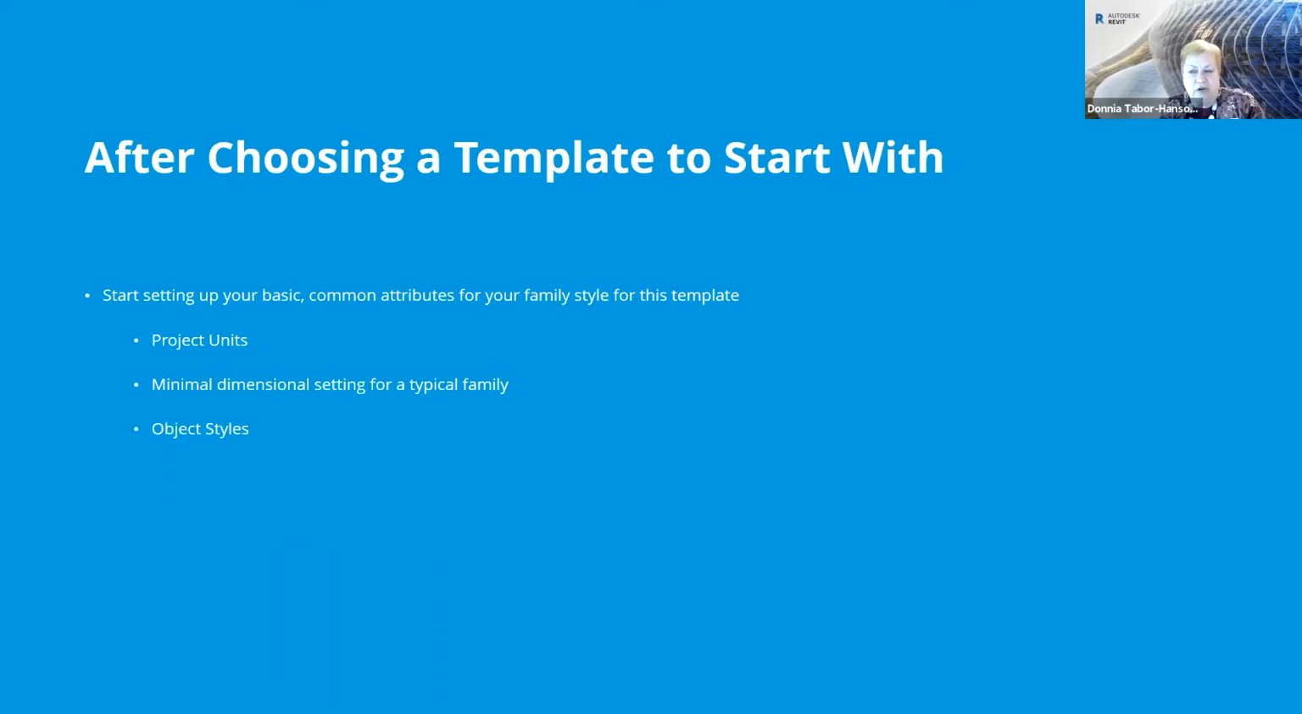You also want to check on your object styles and the type of things that you want to get started with. Your object styles would be something you want to look at, so you don't have all those different spellings of things in there. And you want to bring in your materials. And then you want to do your shared parameters.